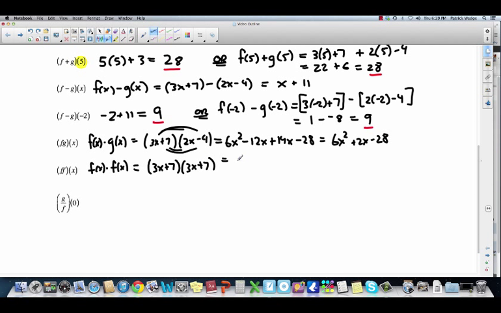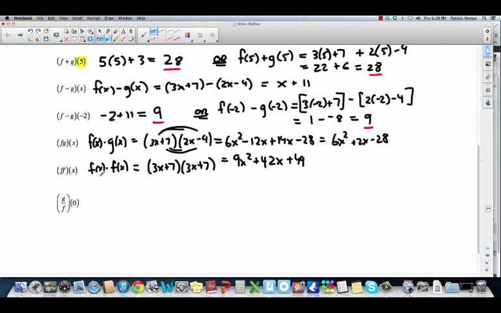Mountains and valleys, 3x times 3x is 9x squared. 3x times 7 is 21x, and 7 times 3x is also 21x. So if you add those together, you get 42x plus 49, 7 times 7. Okay, I'm cruising now. Next, we have a quotient here, g divided by f of 0.